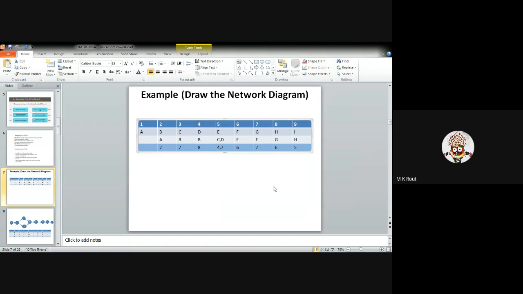Do not calculate the critical path. You have to just draw the network diagram only. I repeat, do not go for calculation of critical path. Just draw the network diagram.